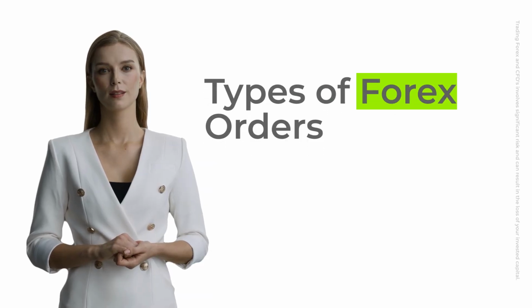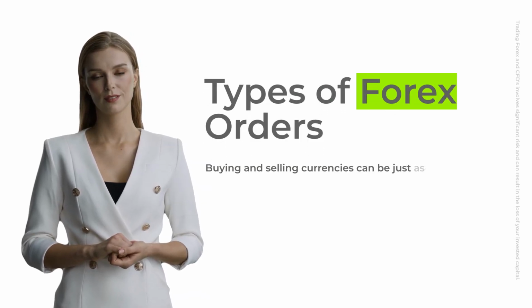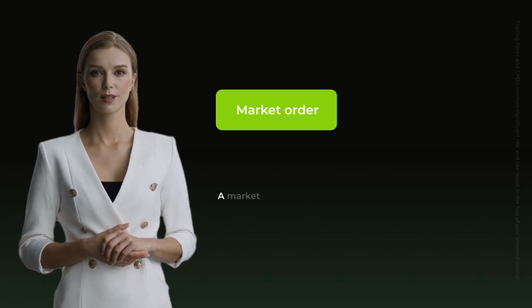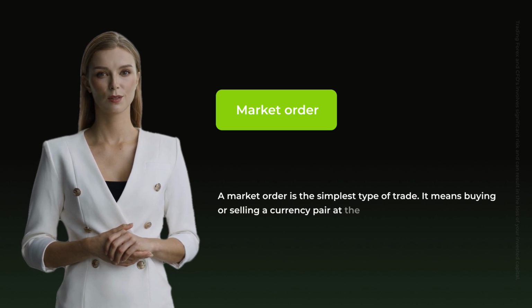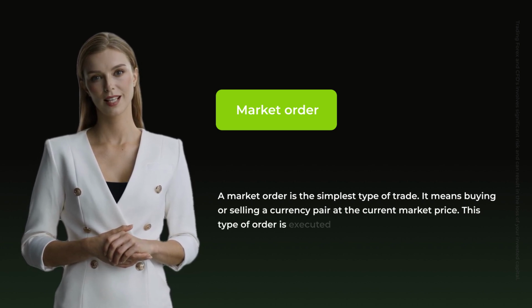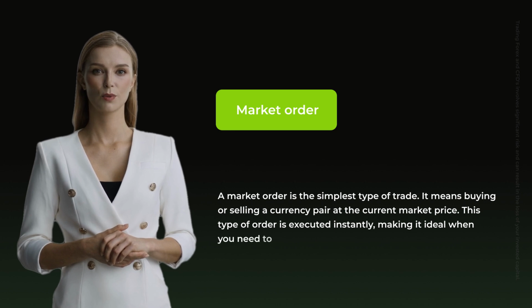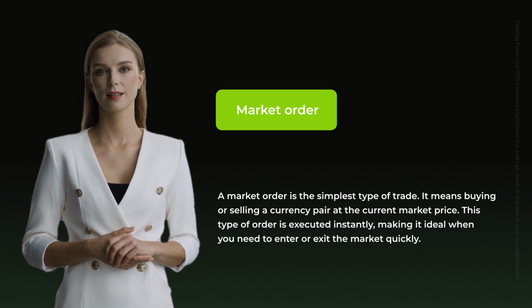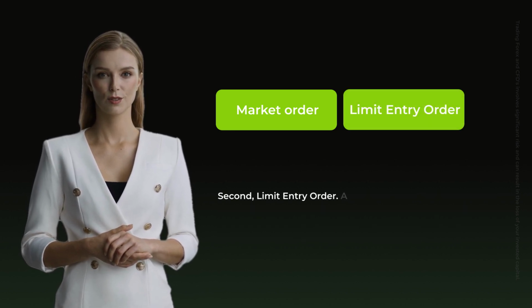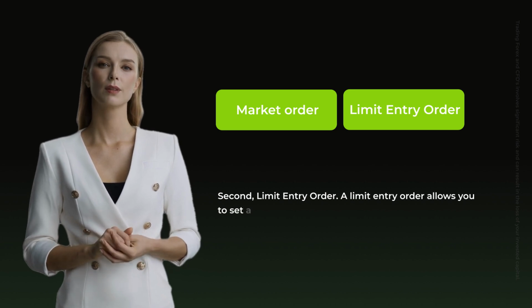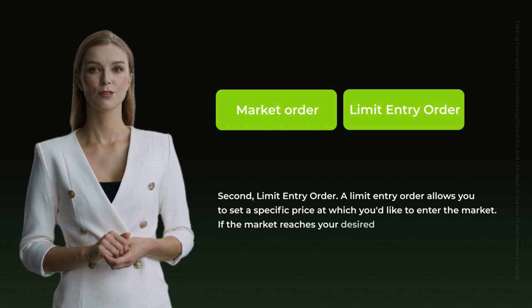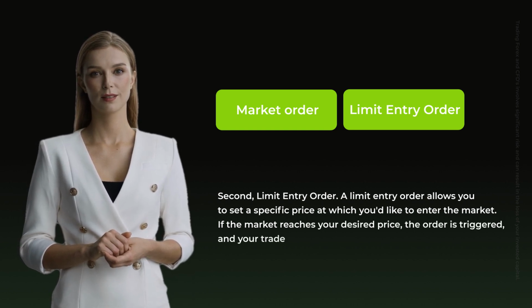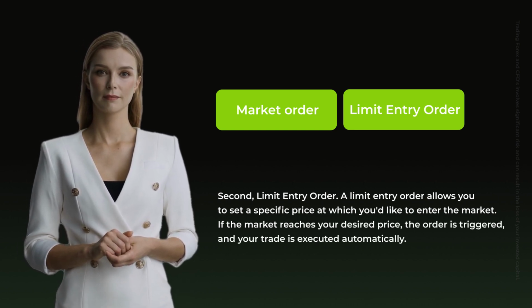Types of Forex orders. Buying and selling currencies can be just as simple with a little practice. First, market order. A market order is the simplest type of trade. It means buying or selling a currency pair at the current market price. This type of order is executed instantly, making it ideal when you need to enter or exit the market quickly. Second, limit entry order. A limit entry order allows you to set a specific price at which you'd like to enter the market. If the market reaches your desired price, the order is triggered and your trade is executed automatically.